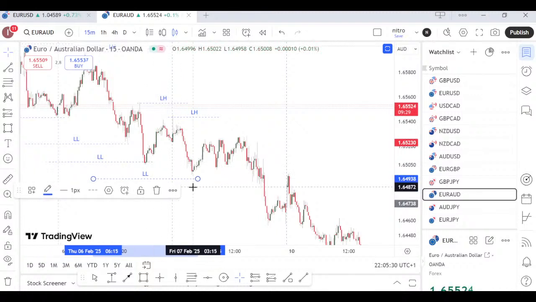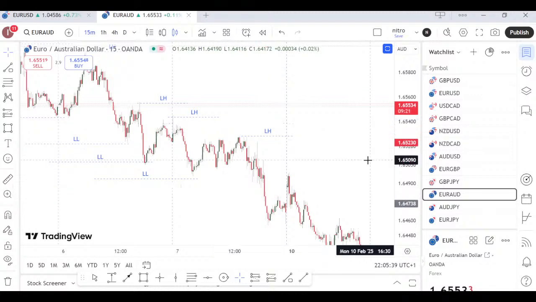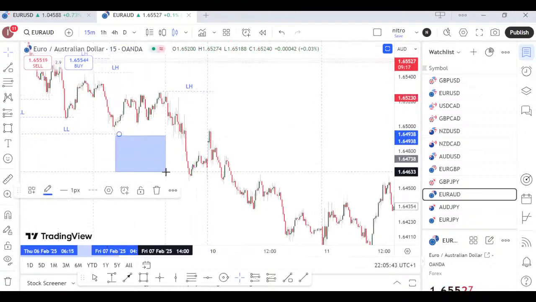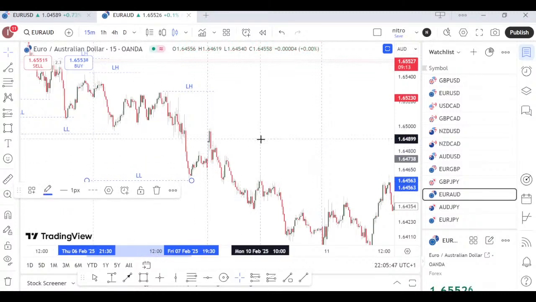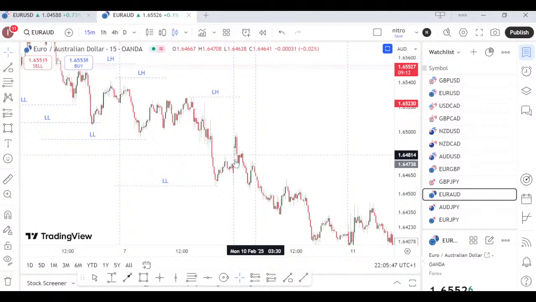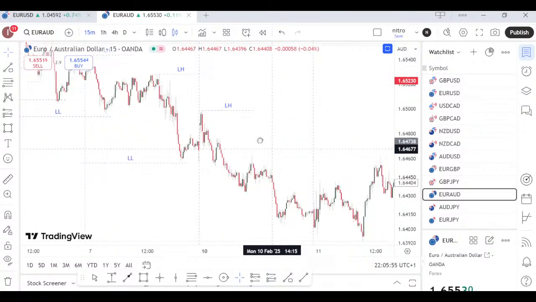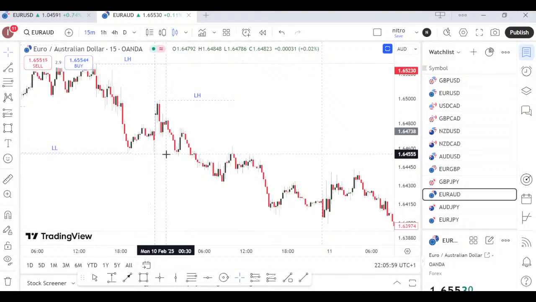And then we have a new lower low here. After the lower low, it went up and set up a new lower high. Right? And then this lower high set up a new lower low. After setting up the lower low, there is a pullback, it reverses a little bit, and then we have a new lower high. And this lower high broke this zone.